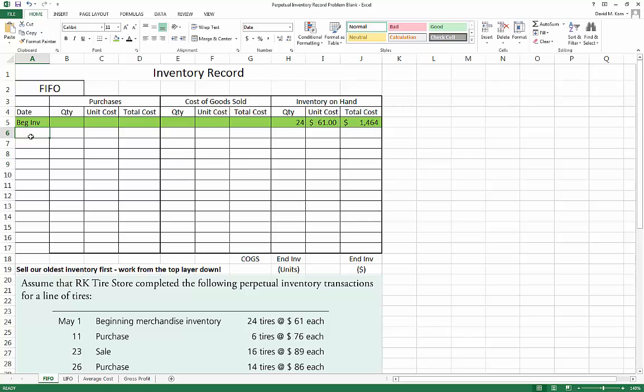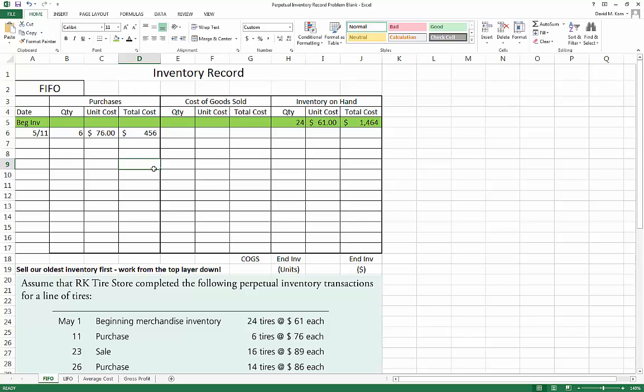Okay, now then we go to the 11th. So 511, it's telling us that we're purchasing 6 at 76. So I'm going to put 6 quantity at $76 for a total of 6 times 76. So we know that comes out to be $456.